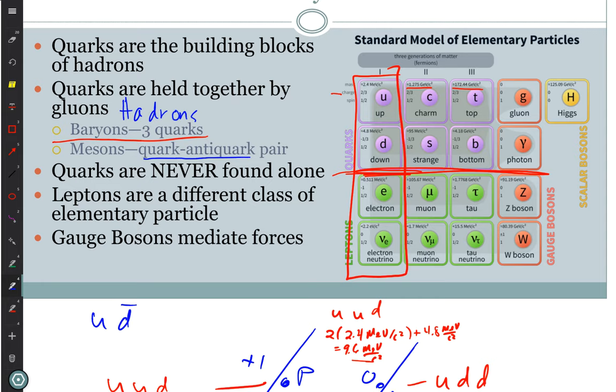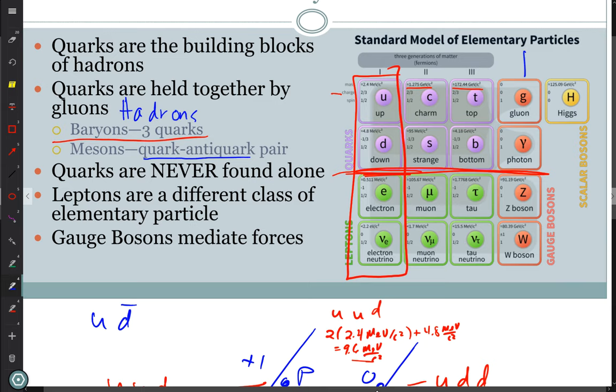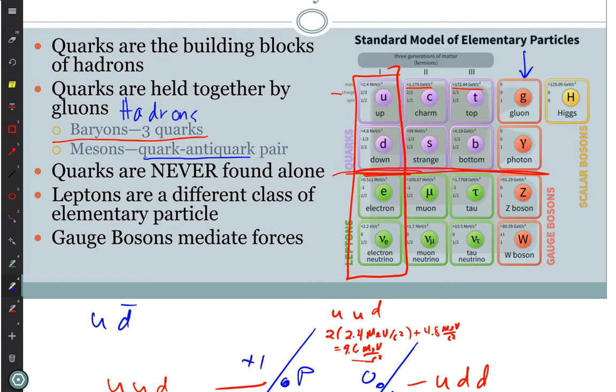Before I leave this chart, let's get over here to this column, the gauge bosons. They're called gauge bosons because they have to do with the theory called the gauge theory. What's important about the gauge bosons is that these are the particles that mediate forces. And when I say a particle mediates a force, first you have to know what it means to say it mediates a force, and then you have to scratch your head and say, how does that happen? So what does it mean to mediate a force? It means it's what causes the force. You have an intermediary between two particles that makes them have a force.